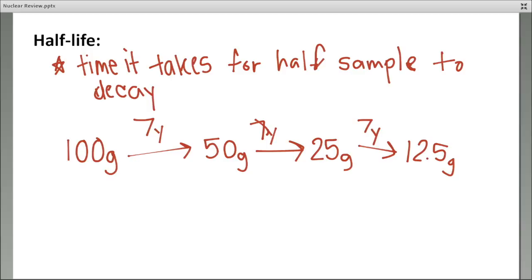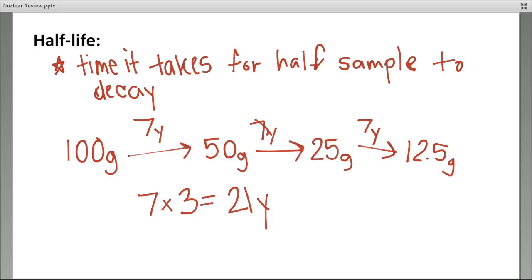So if they asked you, how long did it take to get to 12.5 grams, or how long did it take to get to a quarter of your sample, or I guess it's not a quarter of your sample, but 12.5% of your sample. Well, let's say they did 12.5 grams. How long did it take to get 12.5 grams? You just do 7 times 3 because you went for 3 half-lives, and that'd be 21 years.